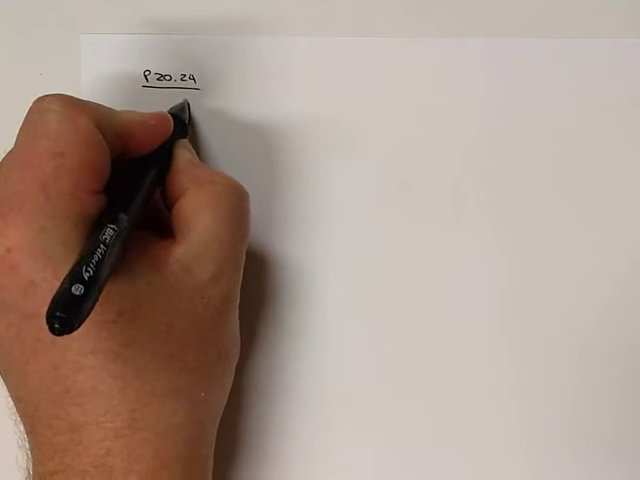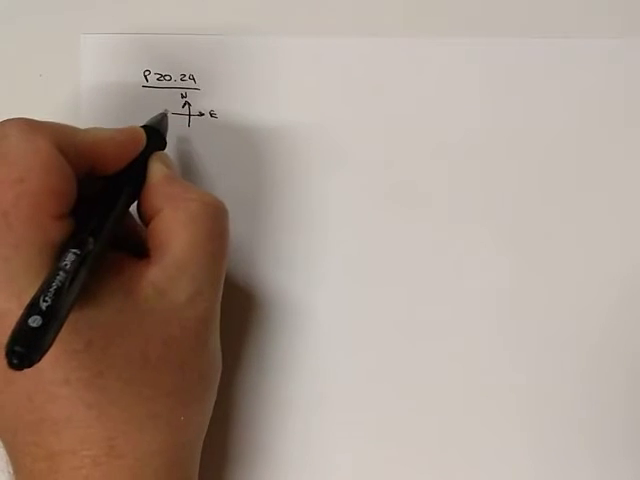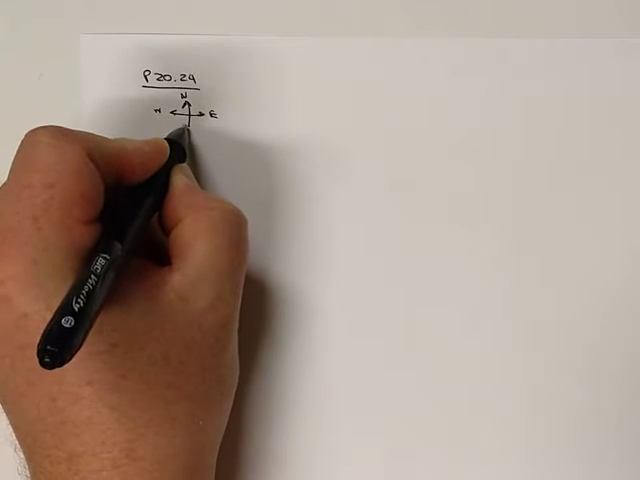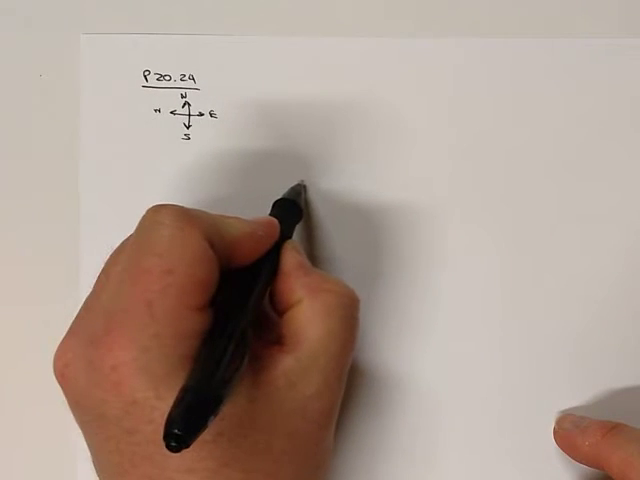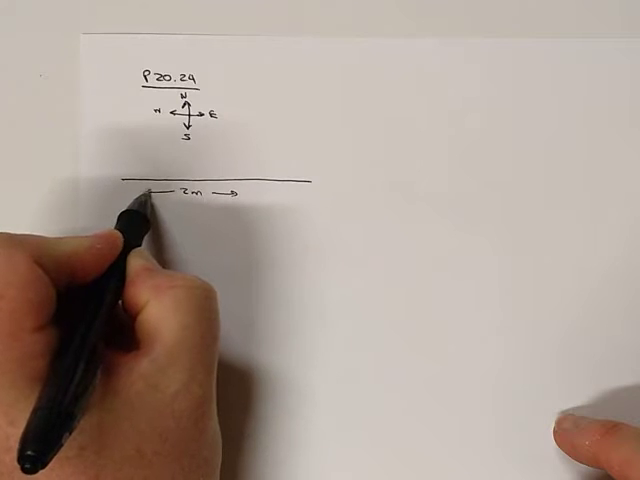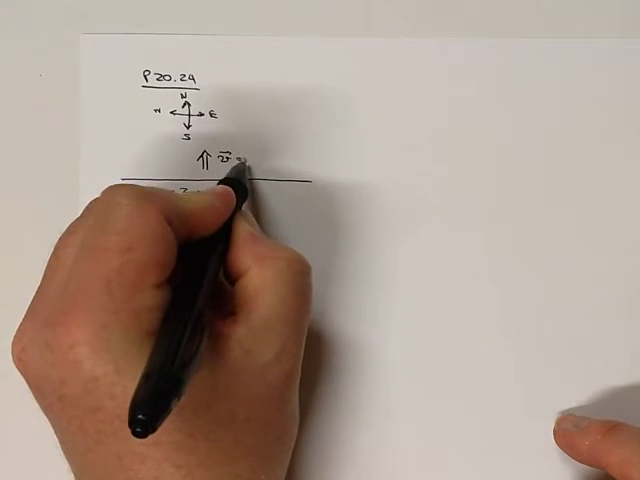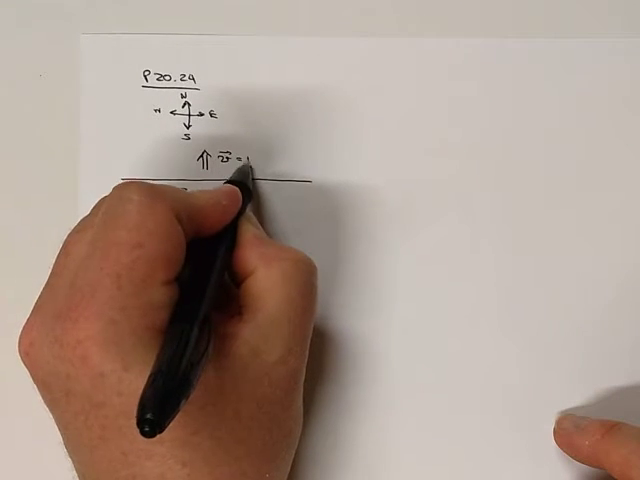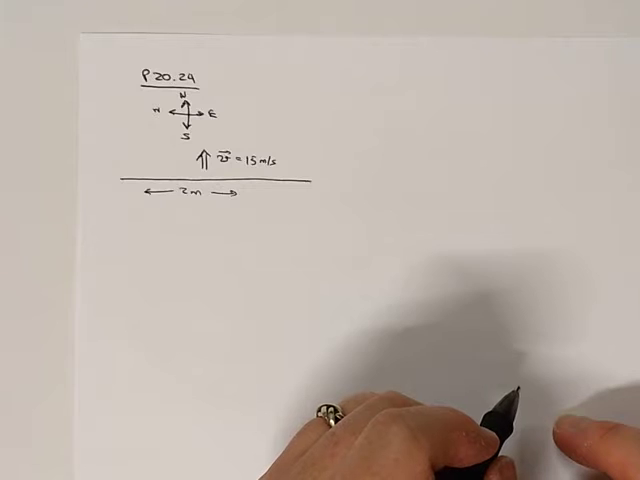If I'm looking down at the Earth like I'm looking at a map, north would be toward the top of the page, east is to the right, west is to the left, and south is to the bottom of the page. So we have a 2-meter length of wire in the east-west direction, and it's moving north with a velocity of 15 meters per second. Alright, I think we have everything set up.